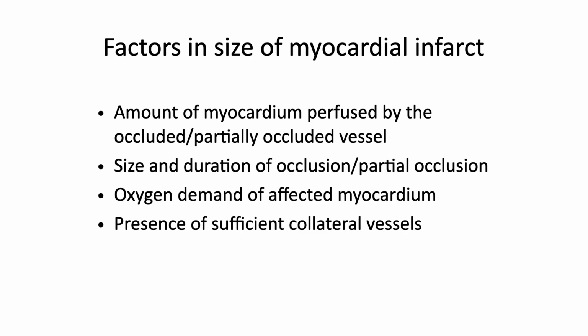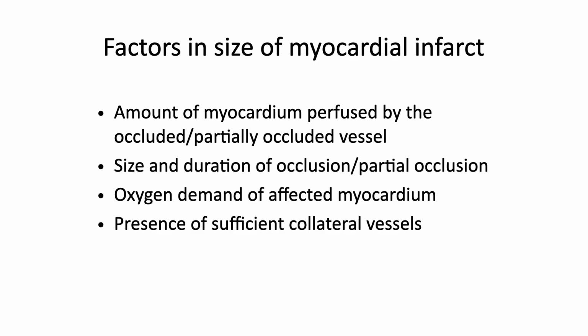So the factors that affect the myocardial infarct size: of course, the place you involve the vessel. If you involve the proximal portion of the LAD, that's going to infarct a much larger area of the myocardium than the distal part of the LAD. The size and duration of the occlusion or partial occlusion matters; obviously if you obstruct 100%, that's a lot different than if you go from 50 to 80%. Then the oxygen demand of the affected myocardium; that's why the subendocardium is affected first. It has a much higher demand and is more prone to injury.